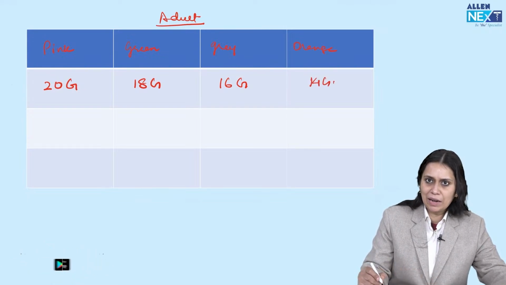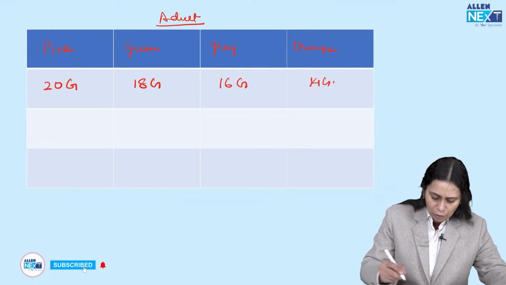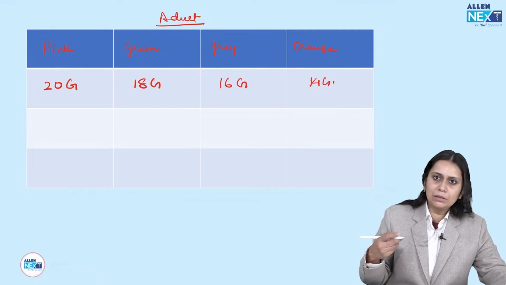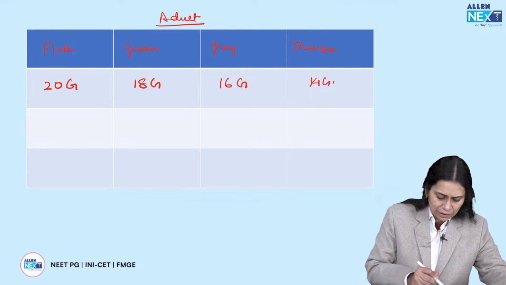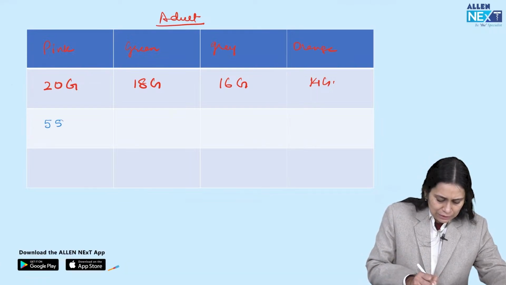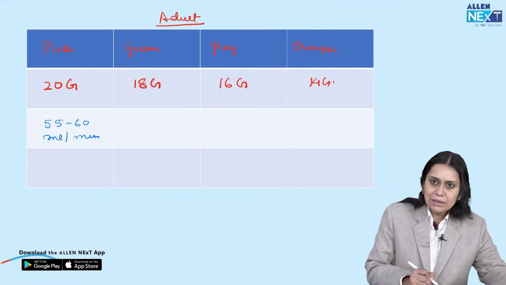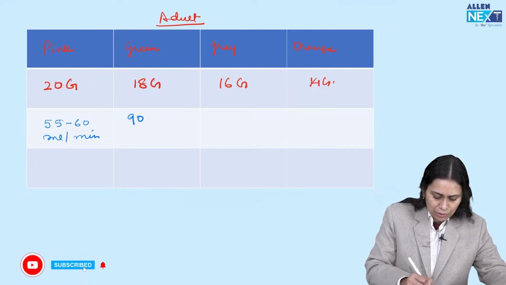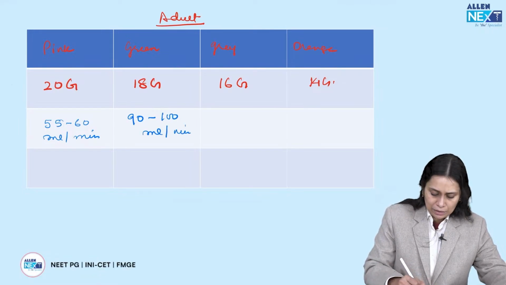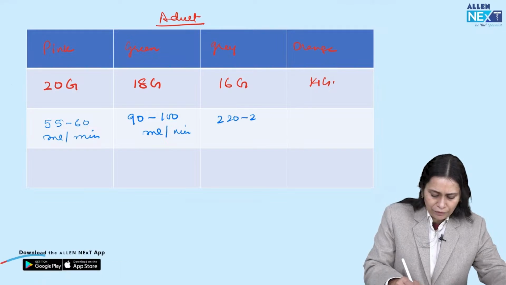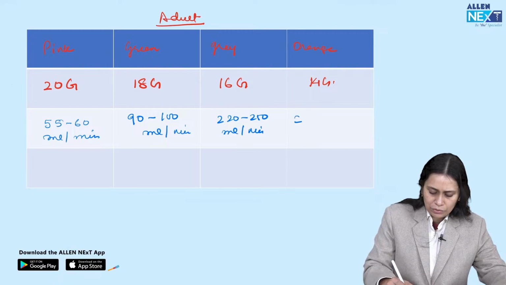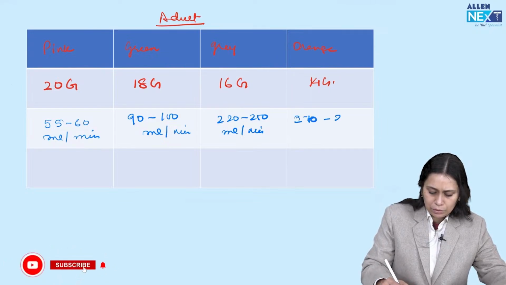So the size is gradually increasing. Pink cannula, the flow rate. What is the rate of the fluid which we can give with pink cannula? It is 55 to 60 milliliter per minute, right? In green, it is 90 to 100 milliliter per minute. In gray, it is 220 to 250 milliliter per minute. And in orange, it is 270 to 320 ml per minute, right?